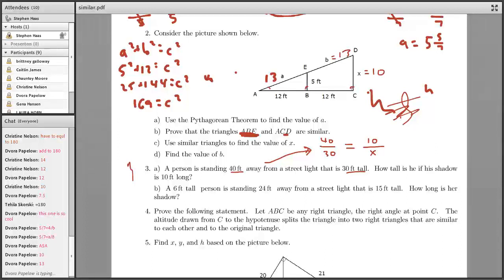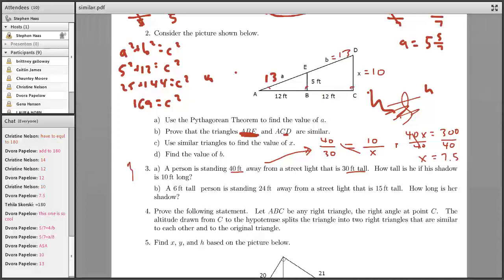And we've got 40x. Cross multiply: 40 times x equals 30 times 10, which is 300. Divide by 40. And x equals 7.5. So this is a person that's 7.5 feet tall.